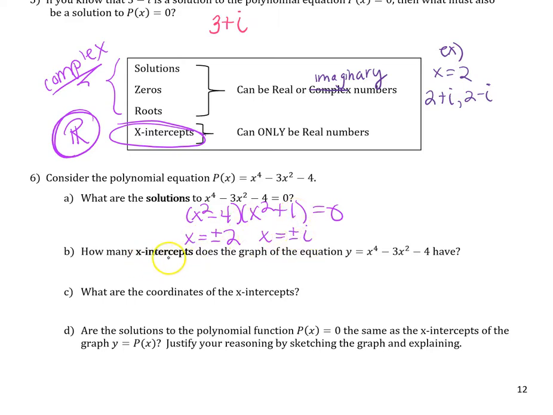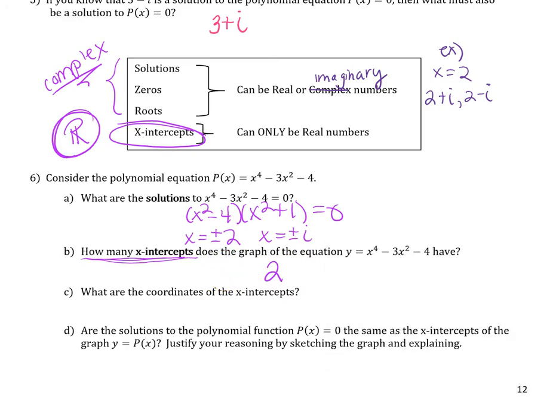My x-intercepts are the ones that only cross the x-axis. So the i's will not be crossing the x-axis. The 2's will. So when it says how many x-intercepts does this graph have, it has 2. Again, it's referring to the real ones.